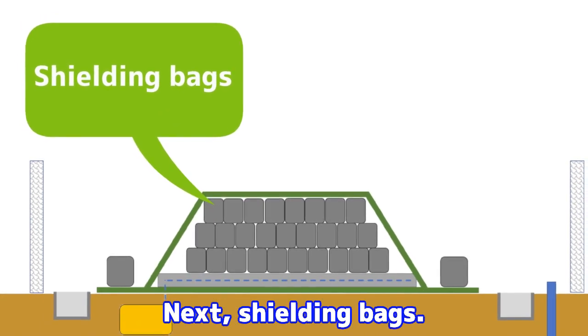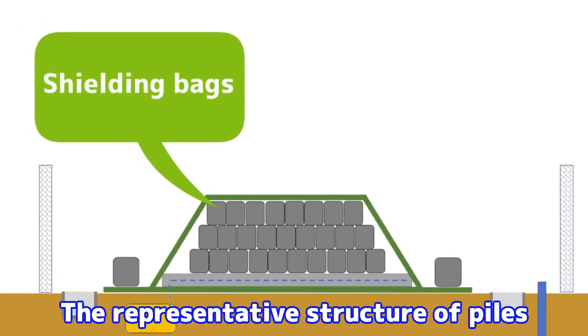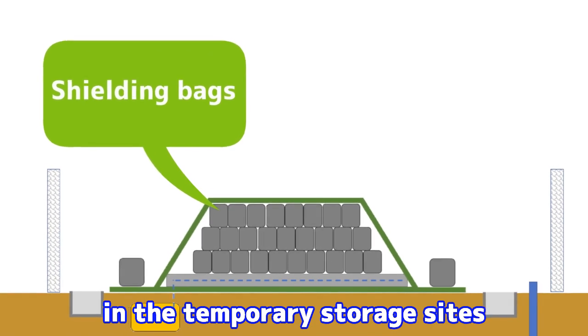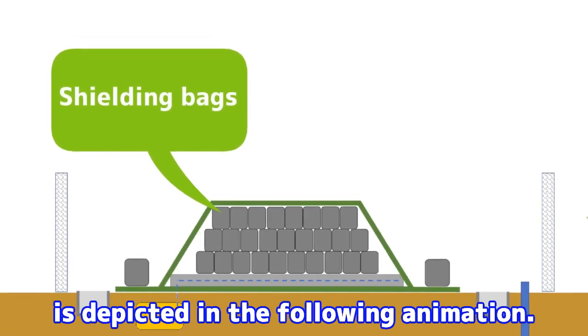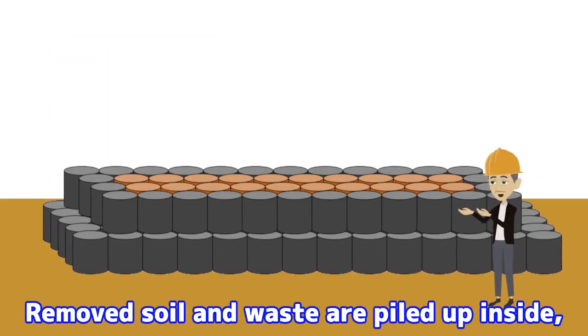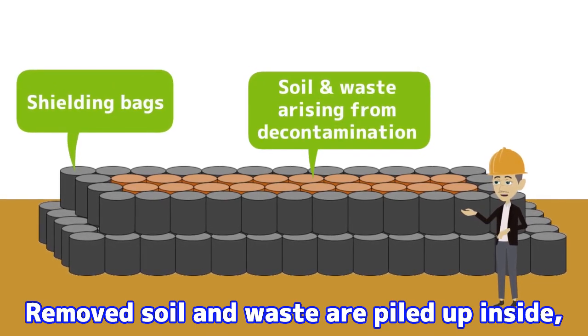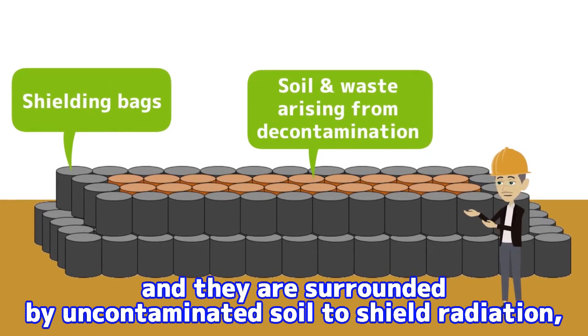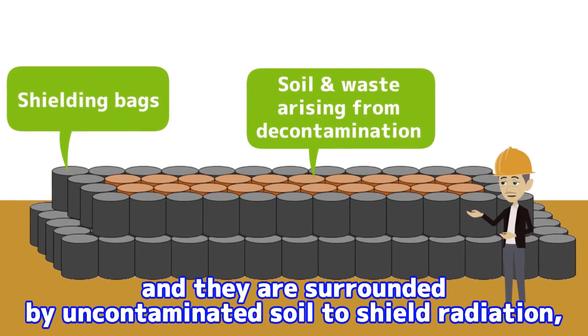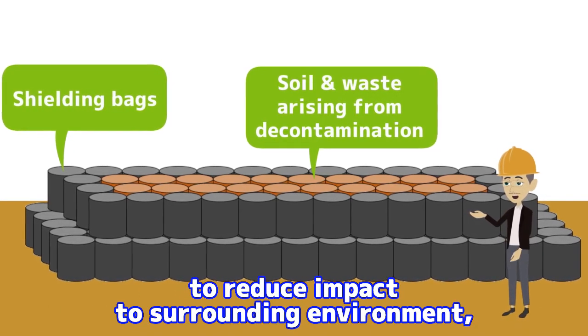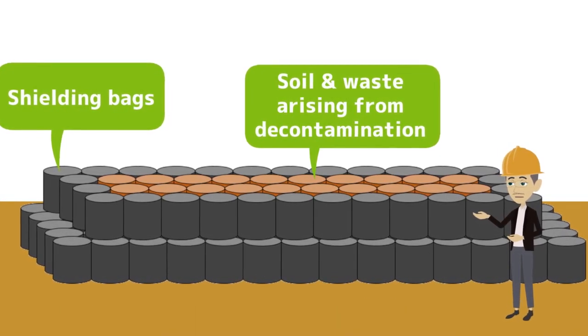Next, shielding bags. The representative structure of piles in the temporary storage sites is depicted in the following animation. Removed soil and waste are piled up inside, and they're surrounded by uncontaminated soil to shield radiation, to reduce the impact on the surrounding environment as much as possible.